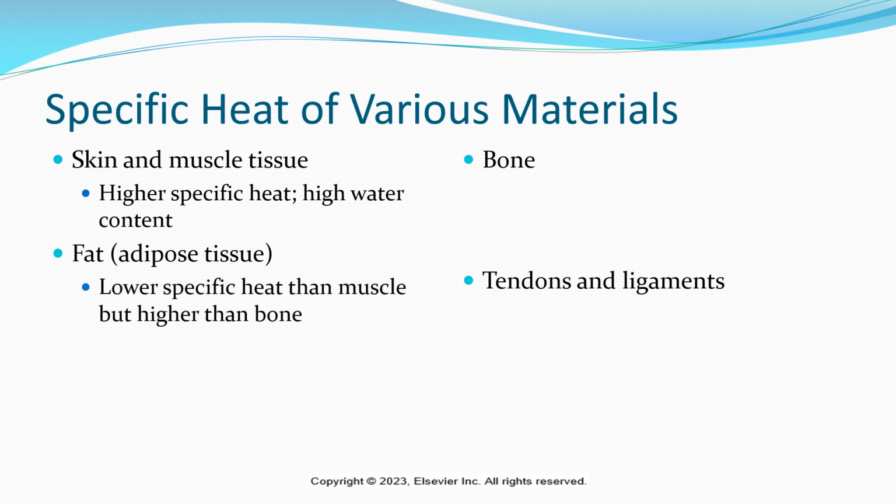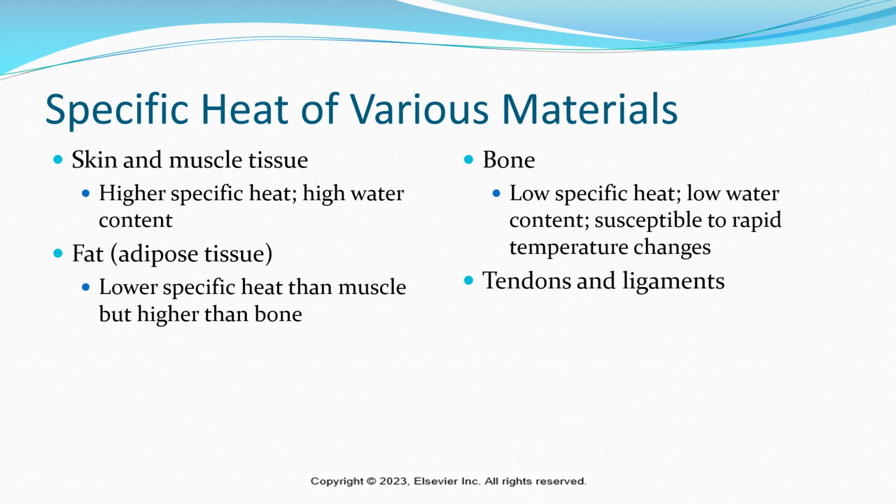Then we look at fat or adipose tissue. Typically a lower specific heat than muscle, but higher than bone. So lower specific heat requires less energy to heat that tissue. When we look at bone, it has a low specific heat, low water content, but really susceptible to rapid temperature changes. So when we start talking about therapeutic ultrasound and we're looking at this continuous ultrasound, this is going to be something that we're going to really have to pay attention to, something like these risks of burning the actual periosteum of the bone.